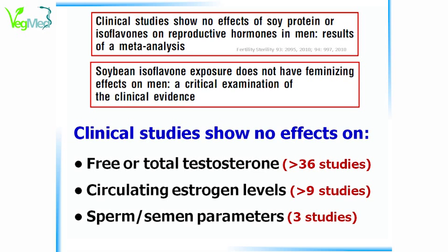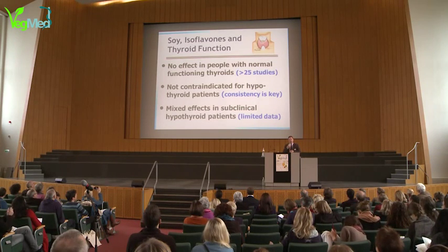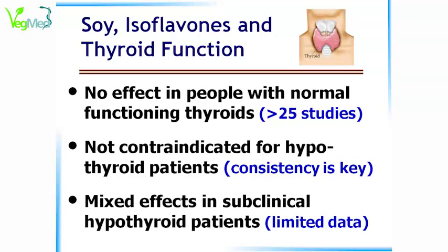Men make estrogen, older men make more estrogen than older women, and there's no effect on sperm or semen. There's no effect of soy on thyroid function in people with a normal functioning thyroid. If you're hypothyroid and you're taking medication, you can consume soy foods. There is one study that raises some questions.